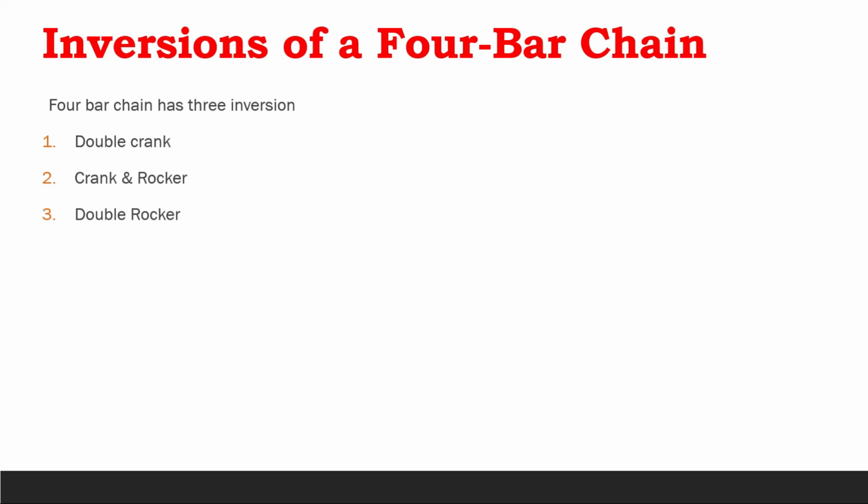So let's start. Here you can see inversion of 4-bar chain. What is the meaning of inversion? I have already explained in the last video that if you take a mechanism, suppose this is the mechanism. This is a 4-bar mechanism. I can say these are the 4 bars. If you fix this link, then you will get some type of mechanism. Suppose this link is going to rotate completely, this link will oscillate.